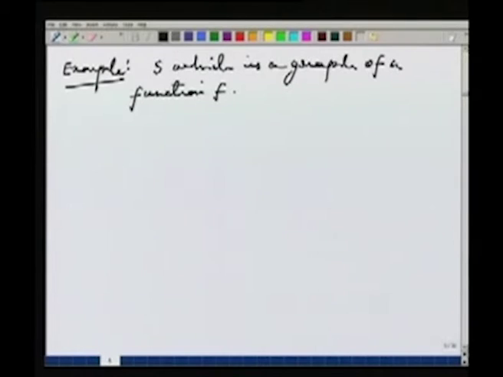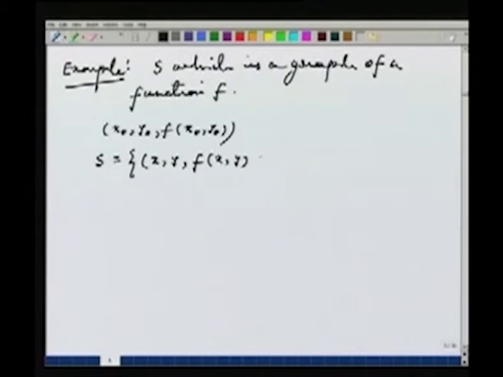Certainly, I will assume that f is a differentiable function, otherwise I cannot work with it. So, let us take a point (x naught, y naught, f(x naught, y naught)). At this point, I want to find the tangent plane of the surface. So, what is the surface S? S is nothing but (x, y, f(x, y)), where (x, y) belongs to the domain of the function.